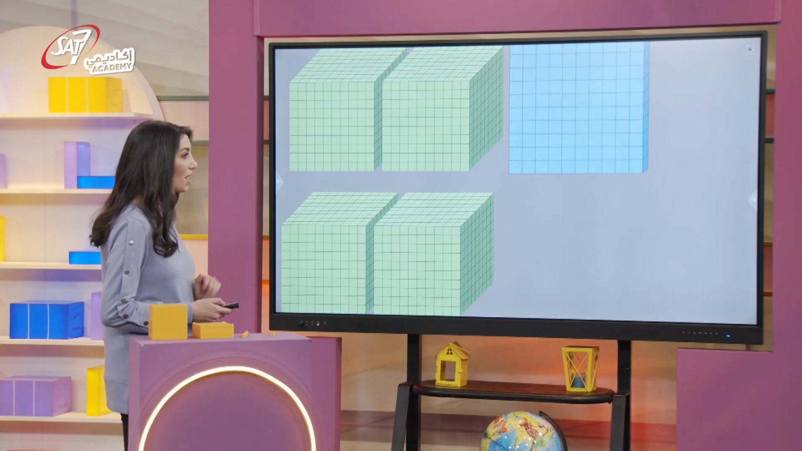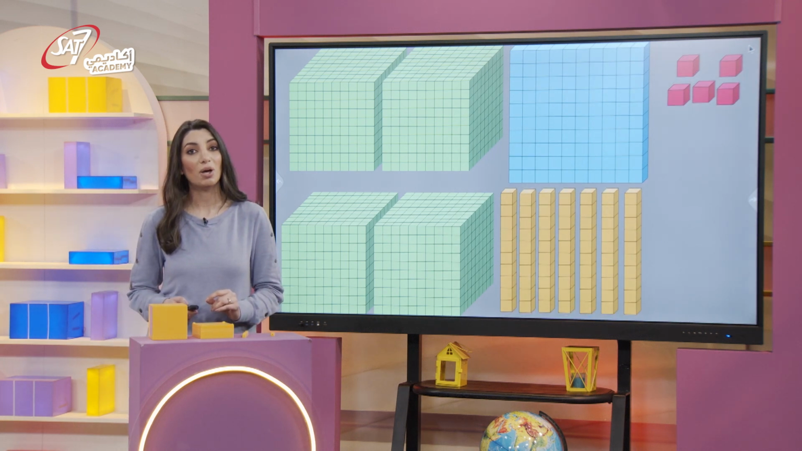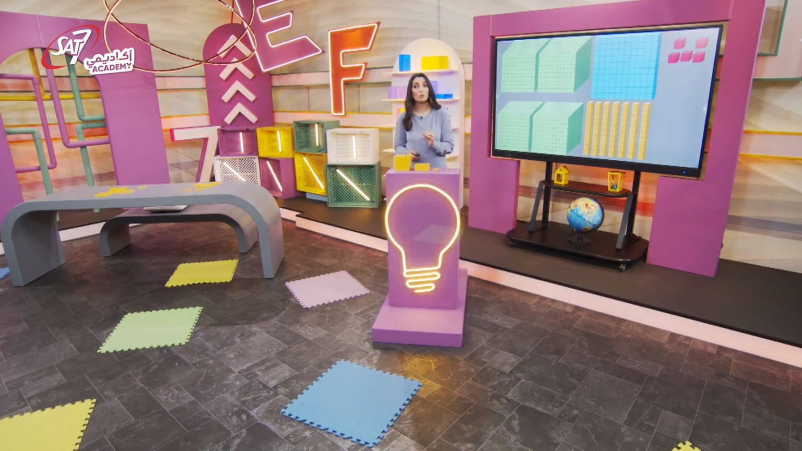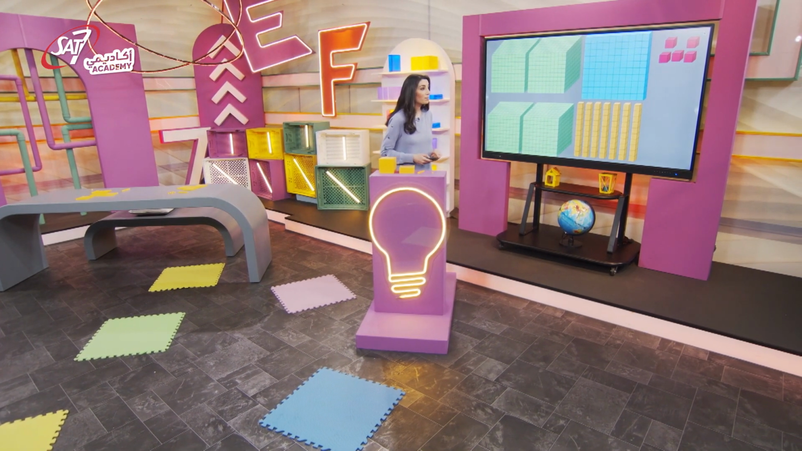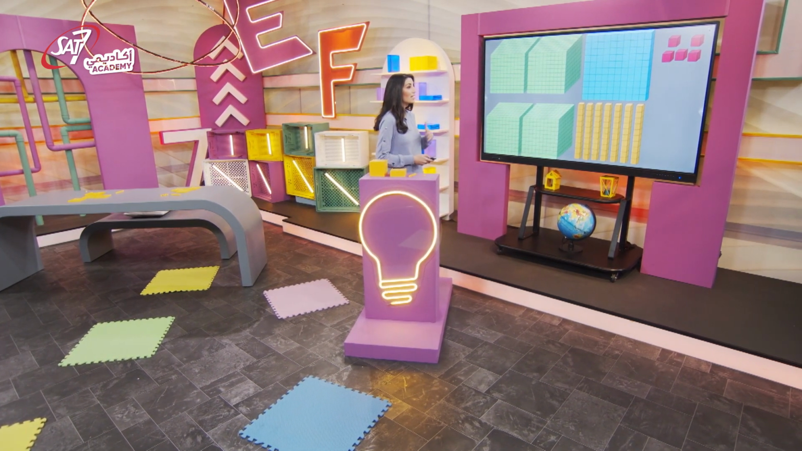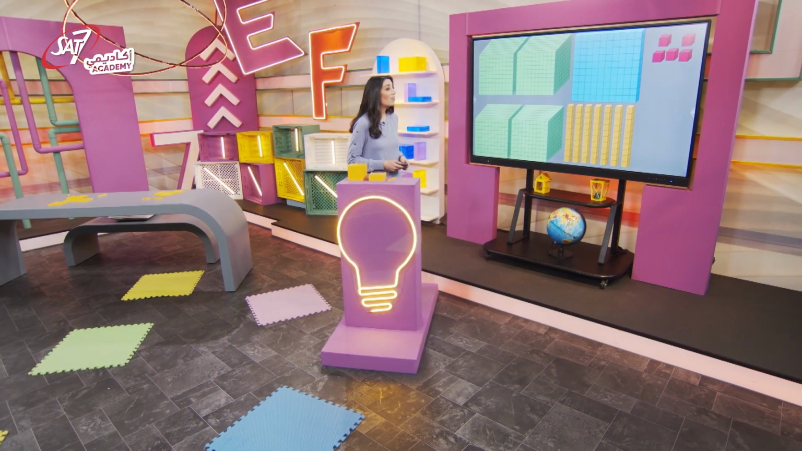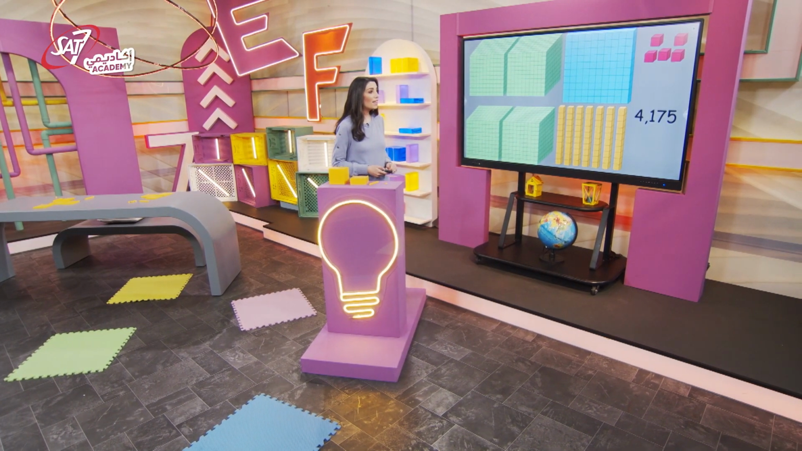altogether. Now, which number do these blocks represent? There are 4 different shapes. The number is a 4-digit number this time. We have 4 cubes, 1 square, 7 bars, and 5 small blocks. In other words, there are 4,000, 100, 7 tens, and 5 ones. Did you guess the number? That's correct. It's 4,175.